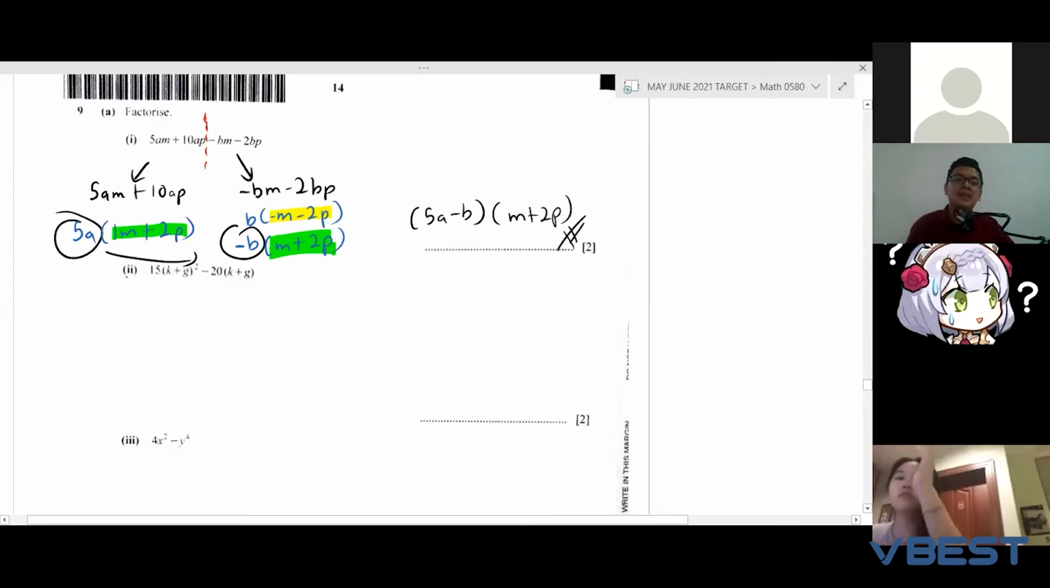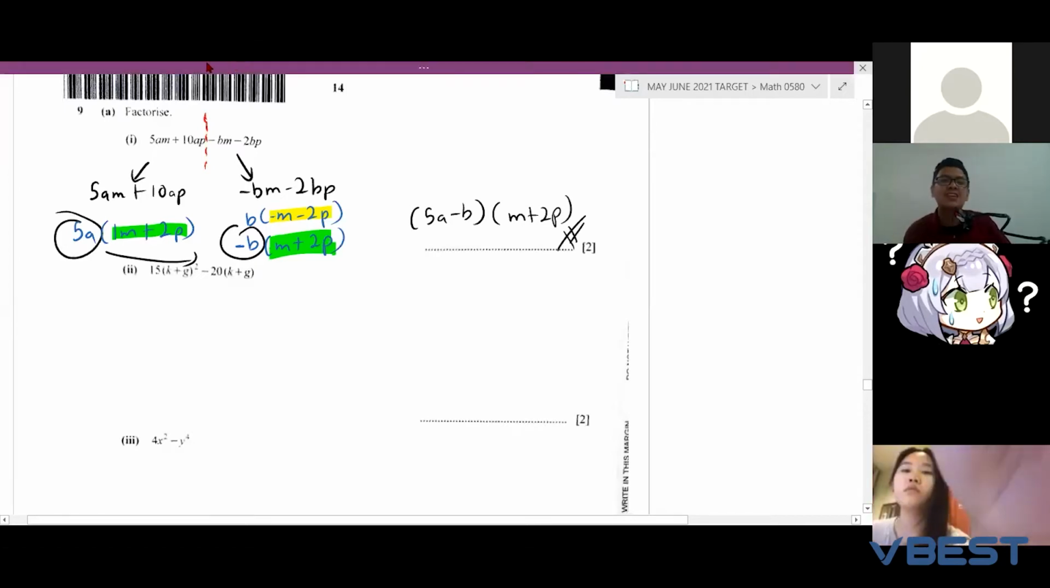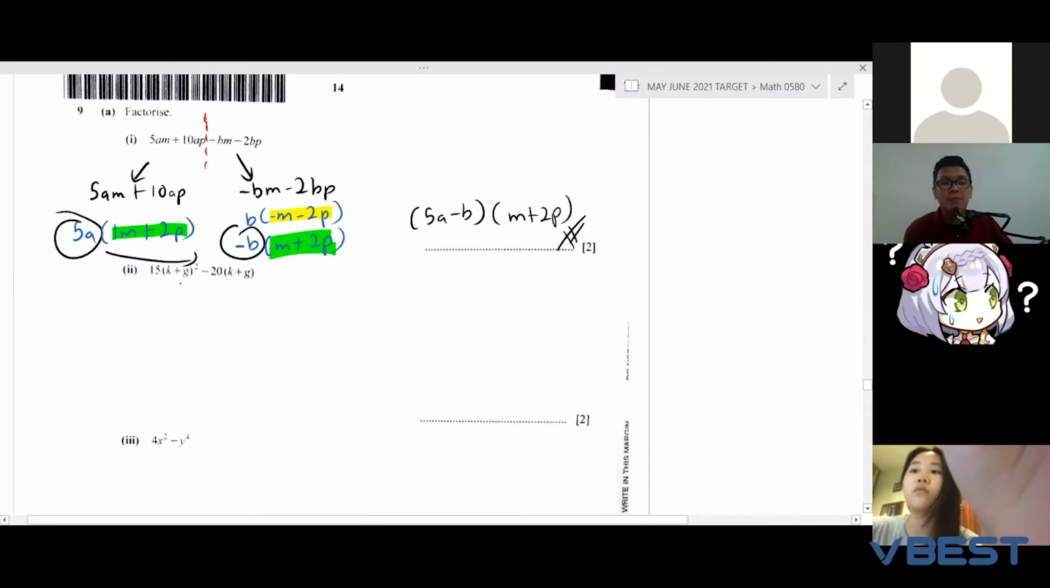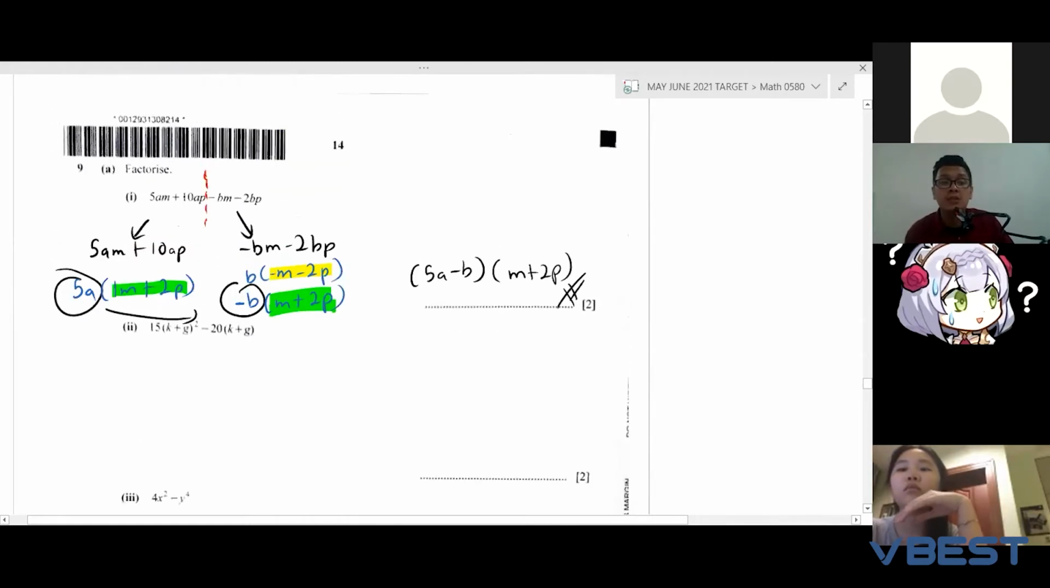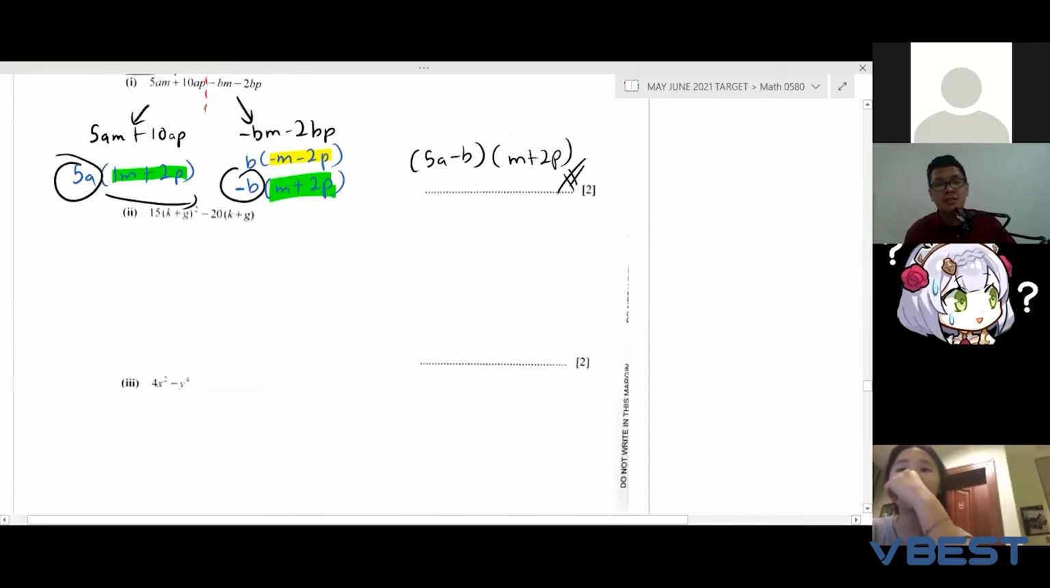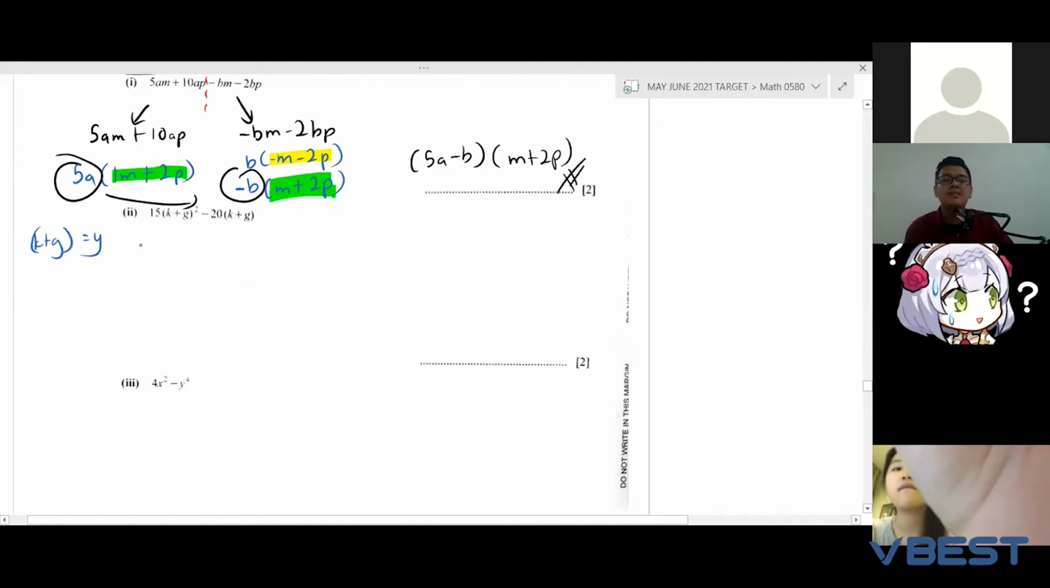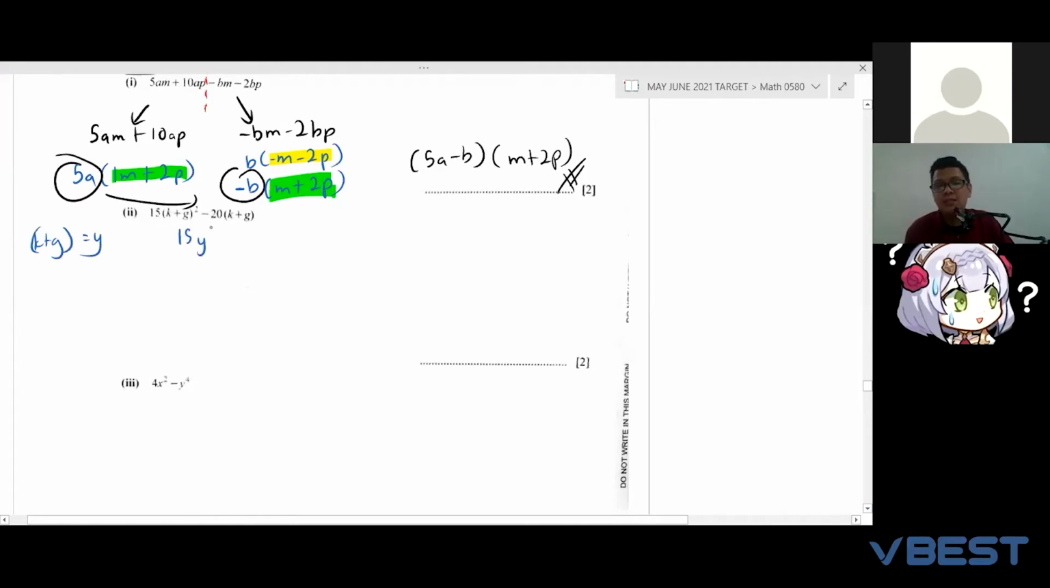Question number 9a2 is really testing your limits. 15(k plus g) squared minus 20(k plus g). At first you might think this one needs to be expanded, but the question asks you to factorize. What does factorize mean? Make it simpler, put it in brackets. I know this is a bit hard. You can just let k plus g equal to y, so that what you have is 15y squared minus 20y. In this situation, you can factorize it.